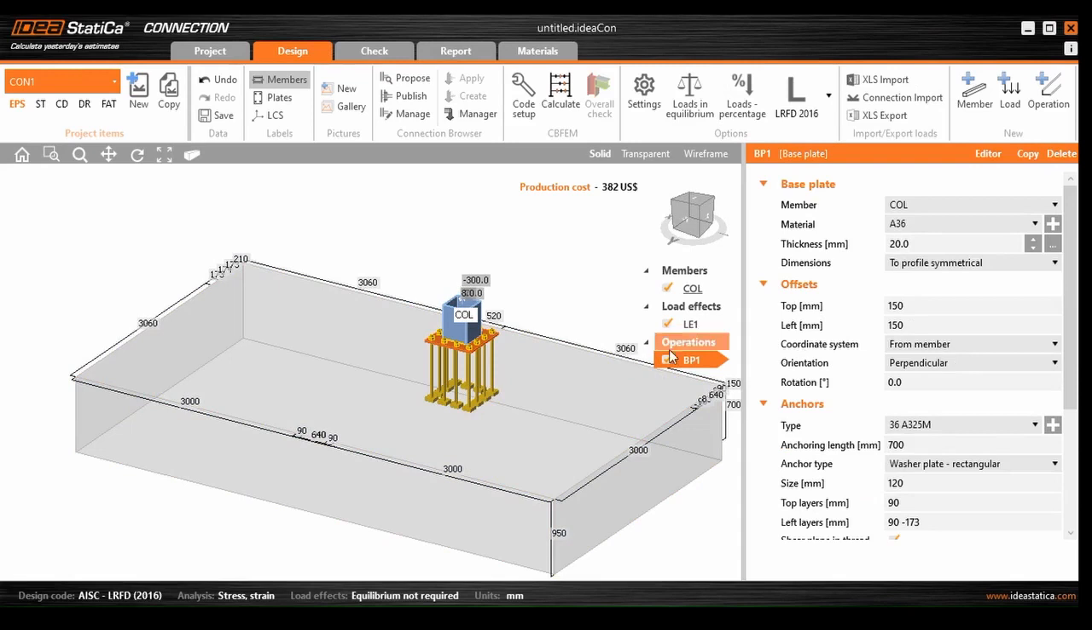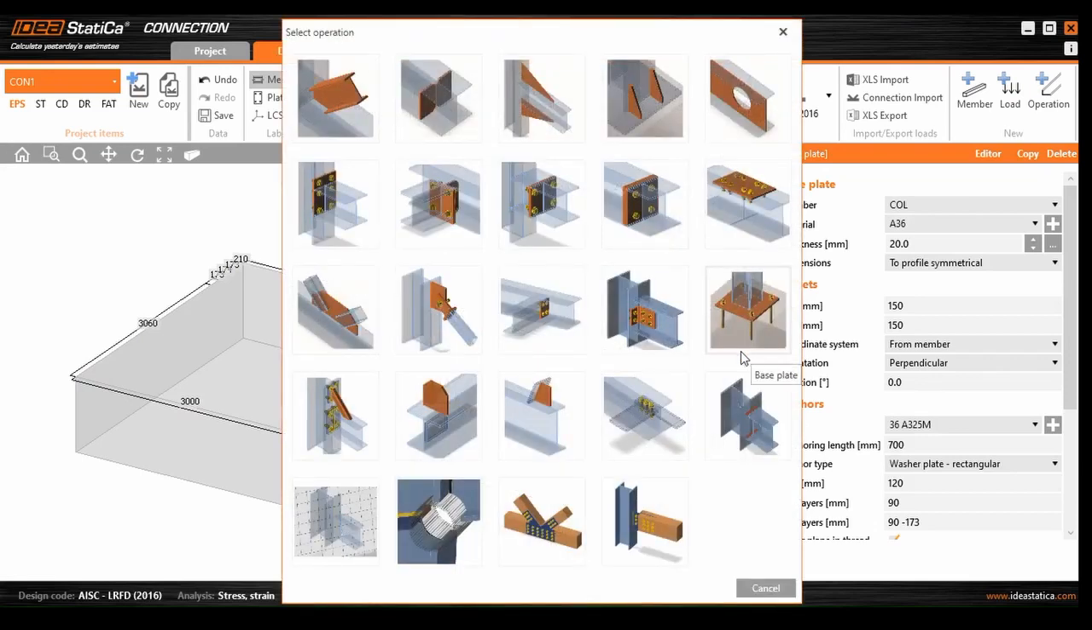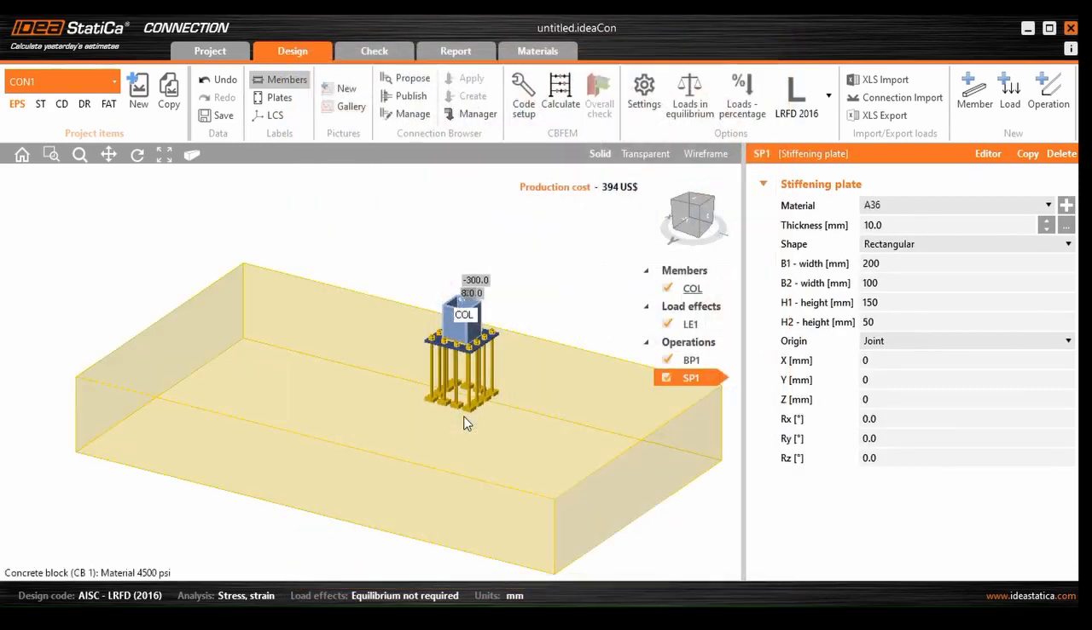Well, right click on operation, then click on new operation. A new window will pop up with some features you can add to your connection template. I want to add stiffener, so I press on this icon here. A new plate named SP1 is added. You can rename it if you want. Just right click on it and then press on rename here. I leave it that way, so on the right side you can change the material, thickness and location of the plate. I change the thickness to 50 millimeter here.